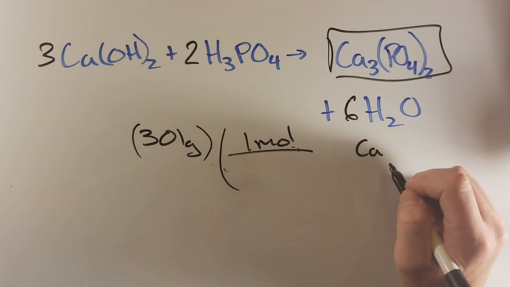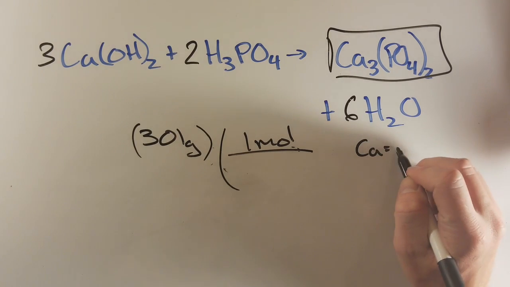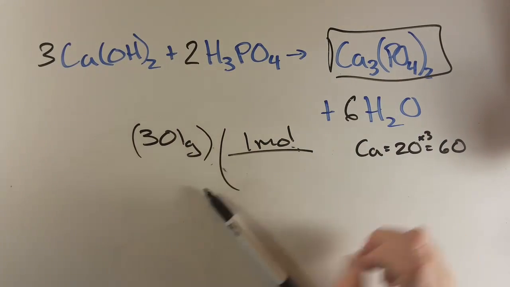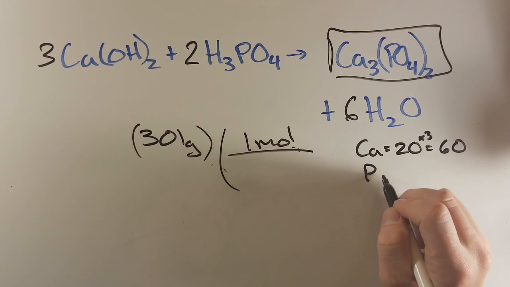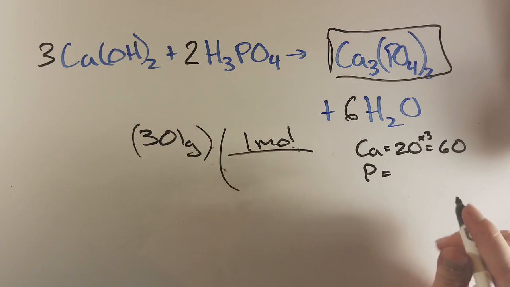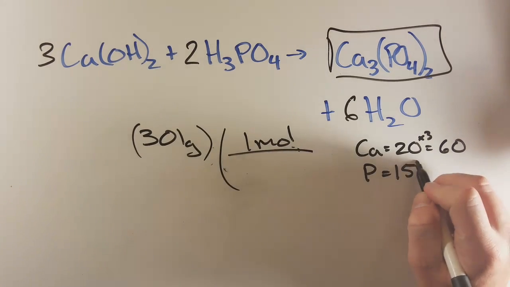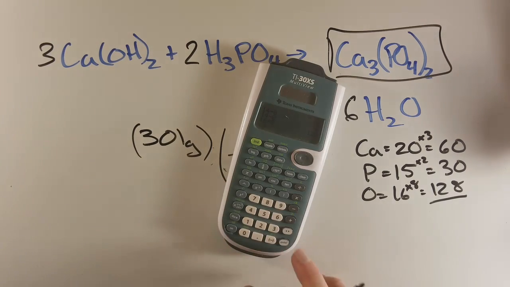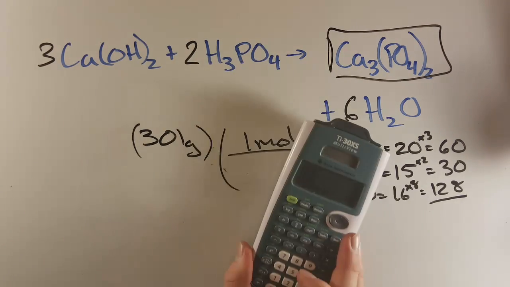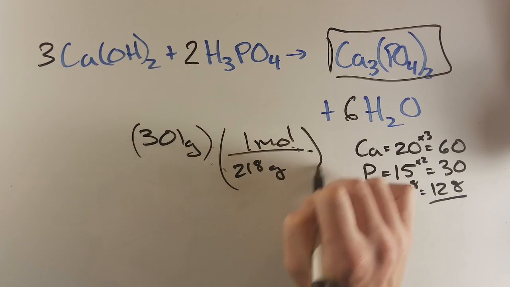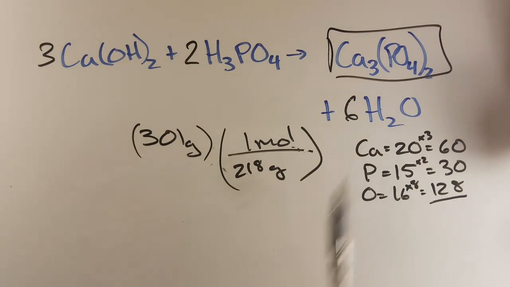Calcium has a molar mass of 20, and we have 3 of them, so times 3 equals 60. Whoa. Phosphate, I didn't say potassium, phosphate has a molar mass of 15, and we have 2 of them. All right, now we gotta add these guys up. I'm not doing that. 128 plus 60 plus 30, 218, I hope. Yeah, 218. 218 grams for every 1 mole of calcium phosphate.